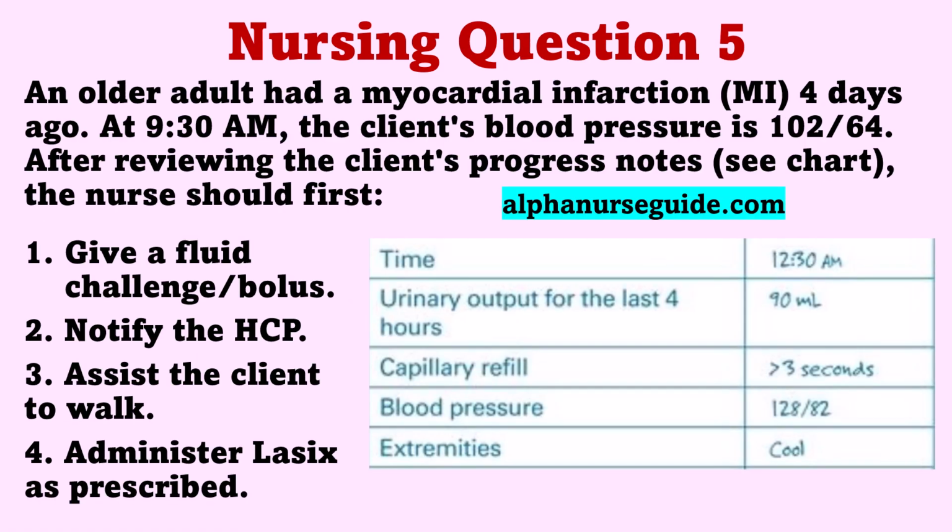An older adult had a myocardial infarction 4 days ago. At 9:30 a.m., the client's blood pressure is 102/64. After reviewing the client's progress notes, see the chart on PDF download, the nurse should first: 1. Give a fluid challenge/bolus. 2. Notify the healthcare provider. 3. Assist the client to walk. 4. Administer Lasix as prescribed.